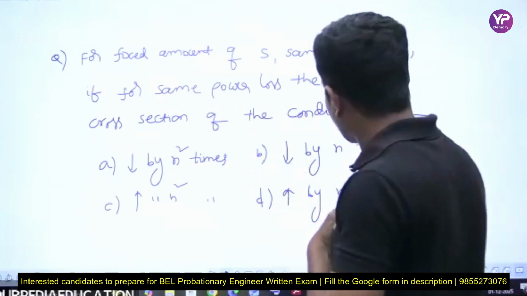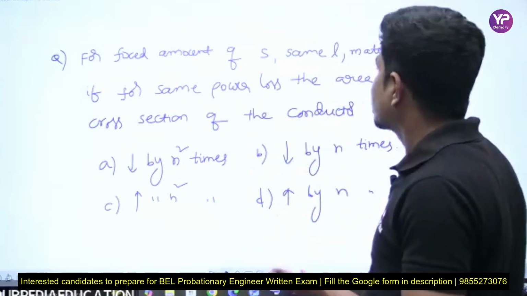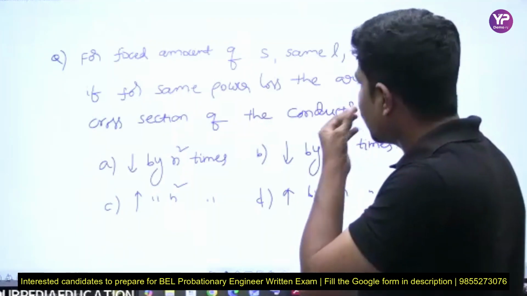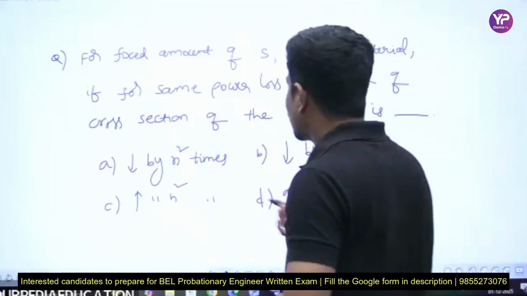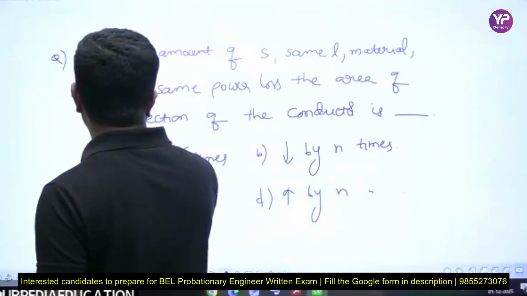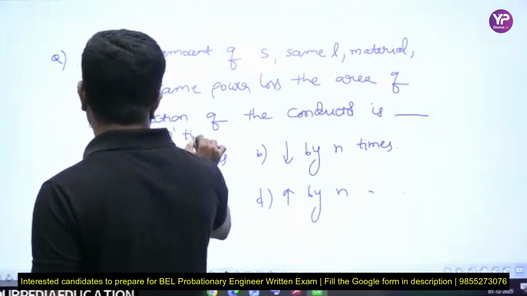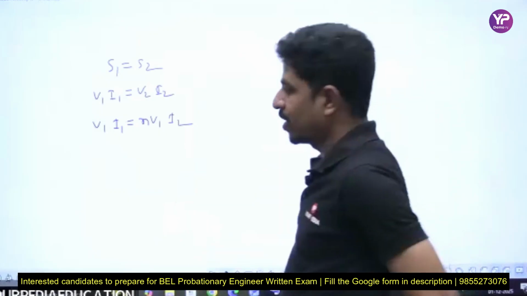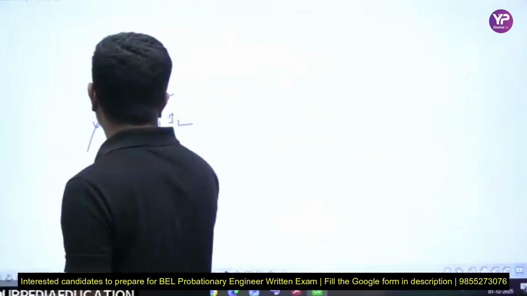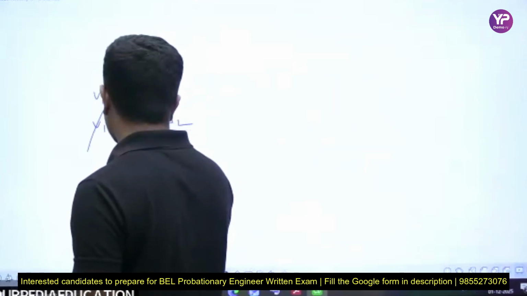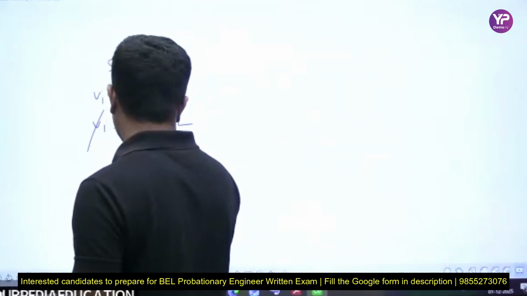For a fixed amount of power transfer, same material, same length, same power loss, the area of cross section of the conductor required is dash if voltage increases by n times. Yeah, we are actually in the discussion of voltage increasing by n times. Sorry, I forgot to mention that. So V1 I1, so here I2 is equal to I1 by n, then obviously the area of cross section is equal to A1 by n.